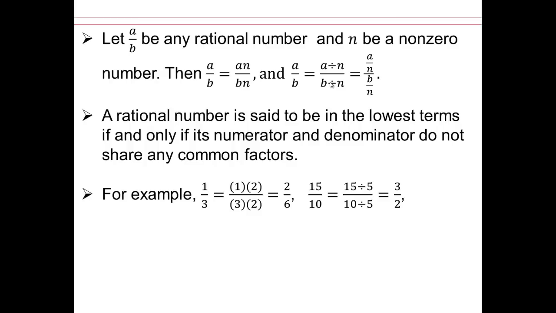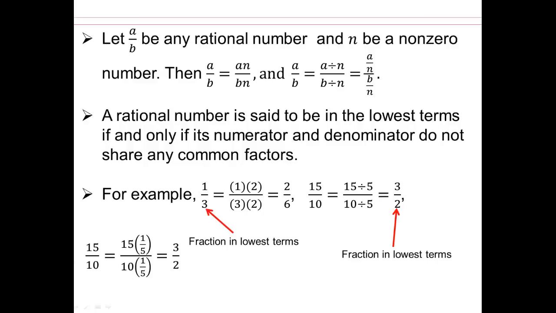So for example, take a look at 1/3, which is the same as 2/6. We saw that before. 2/6 is not in lowest terms, but 1/3 is, because 2 and 6 still have 2 in common. 15/10 is not a fraction in lowest terms. Why not? Because they share 5. However, if I divide by 5 right here, then I'll end up with 3/2, and that is a fraction in lowest terms.